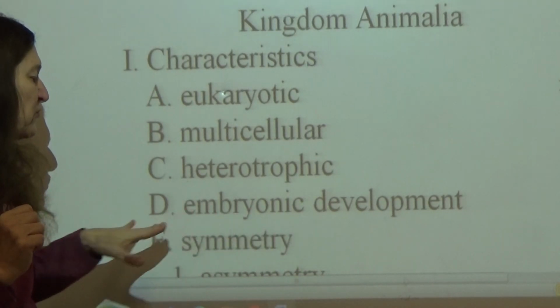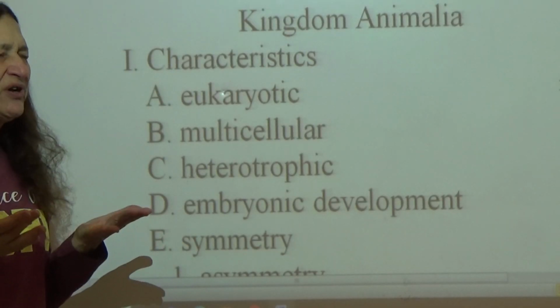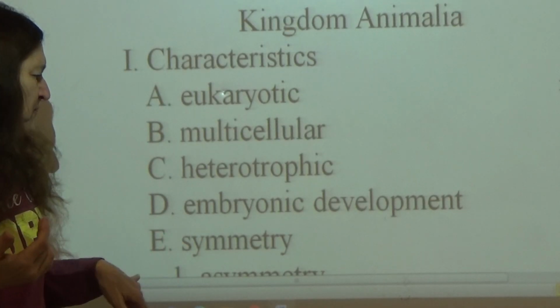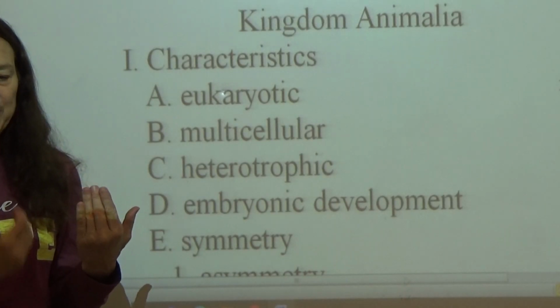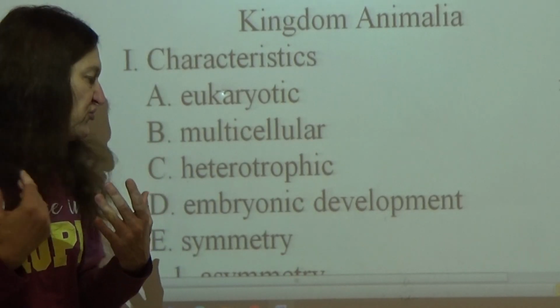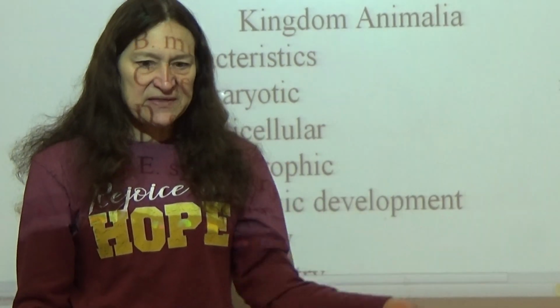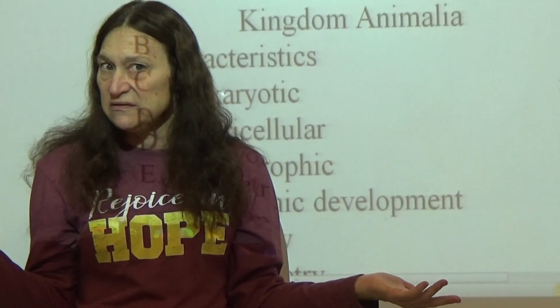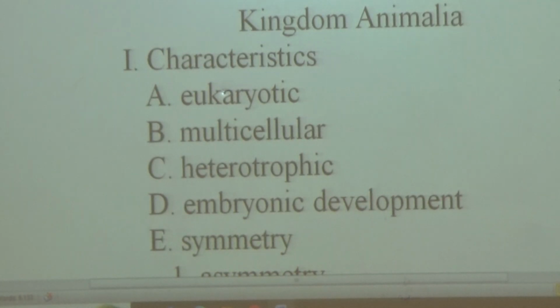And they have some sort of symmetry or asymmetry. Symmetry meaning one type is bilateral, which means you can cut it in half and the left side looks like the right side. So a bilateral symmetry. Okay, we'll look at that right now.